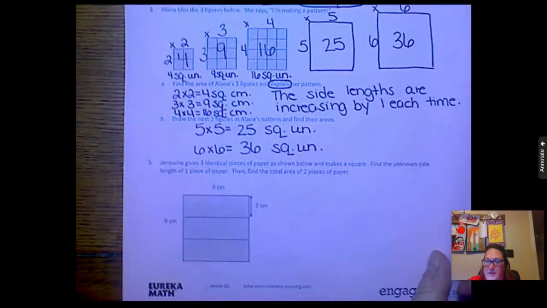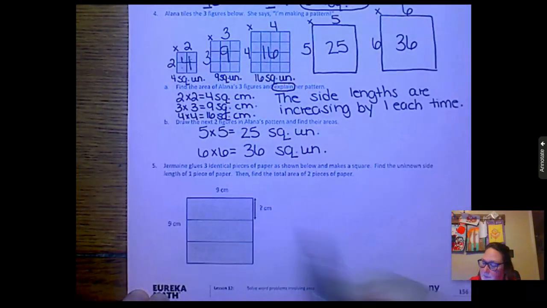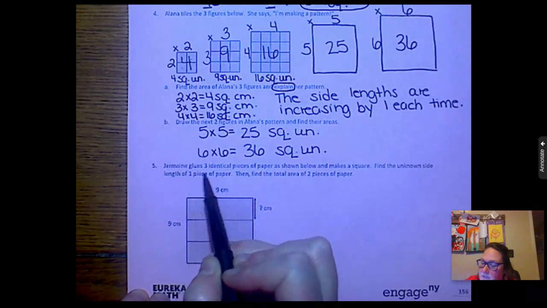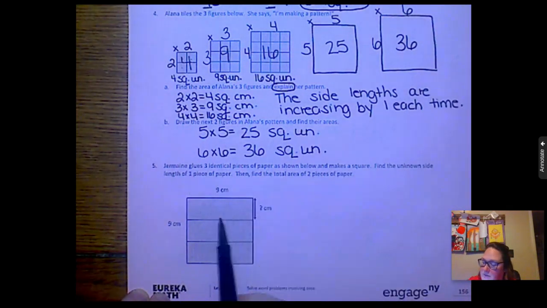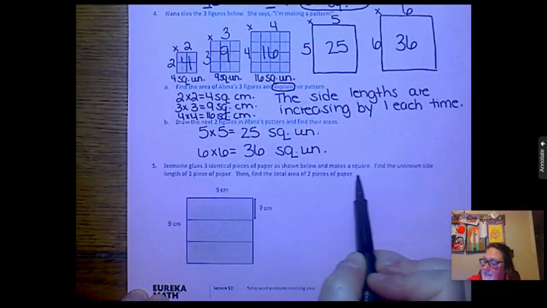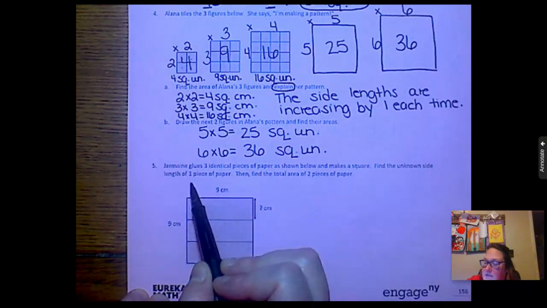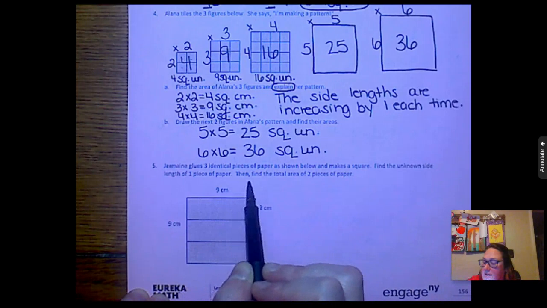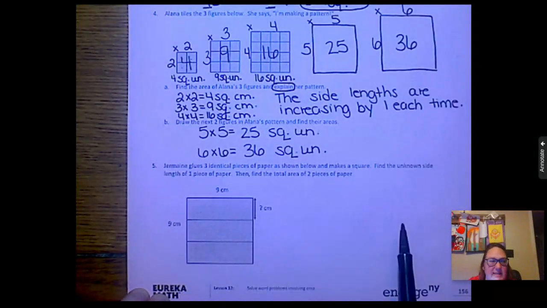Okay, so for number 5, it says Jermaine. He's gluing some paper together. Will you put your finger or your pencil on Jermaine and read it with me? Okay, here we go. So it says Jermaine glues 3 identical pieces of paper as shown below and makes a square. So here's his 3 identical pieces of paper. Here's 1, 2, 3, and then he's making a square. And it says to find the unknown side length of 1 piece of paper, then find the total area of 2 pieces of paper. So this kind of seems like a lot, so let's break it down even more.